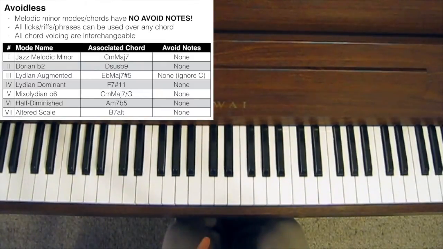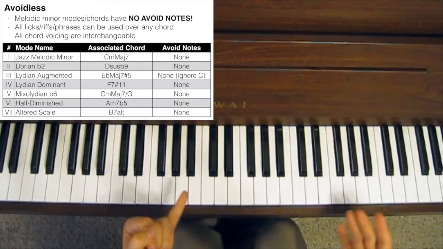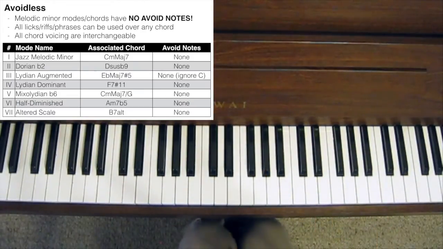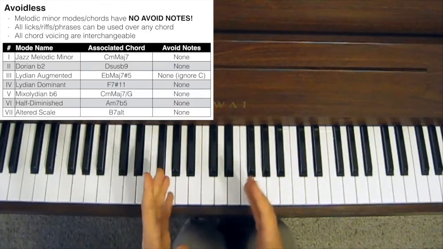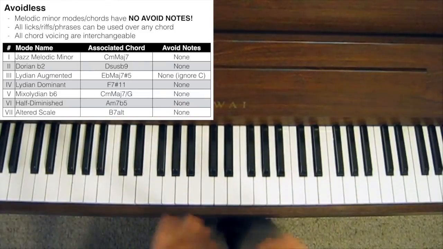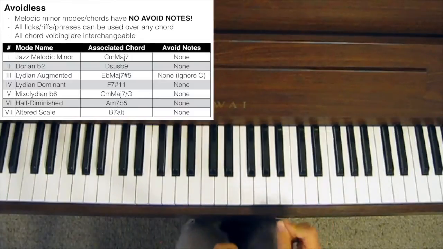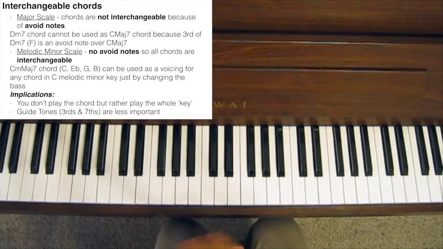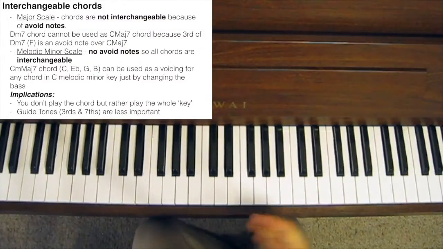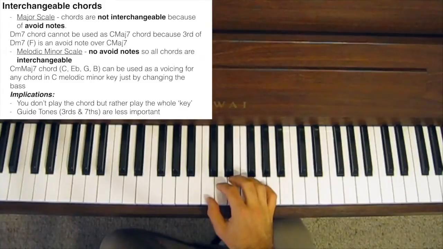That means that you can use any lick or any riff or any run based on the C melodic minor scale over any chord in the C melodic minor key. It also means that all of the chords derived from the melodic minor scale are completely interchangeable. So to explain what that means, let's go back into a major key. So let's take the key of C major.